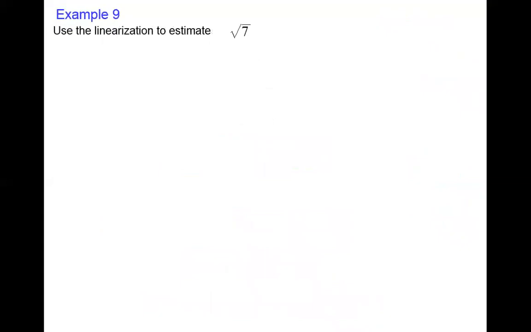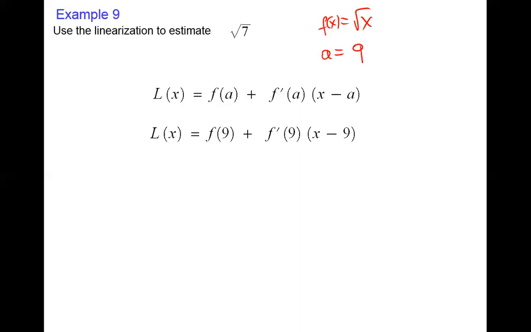Okay. And I have this question, similar to what we just did. Use the linearization to estimate the square root of 7. That means this is telling me right away that my function is square root of x. I'm looking for my main formula, square root of x. And now, what is the A value? The A value must be the closest number to 7 that I can get the square root of. I think square root of 9 is the integer. That means 9 will be my A value.